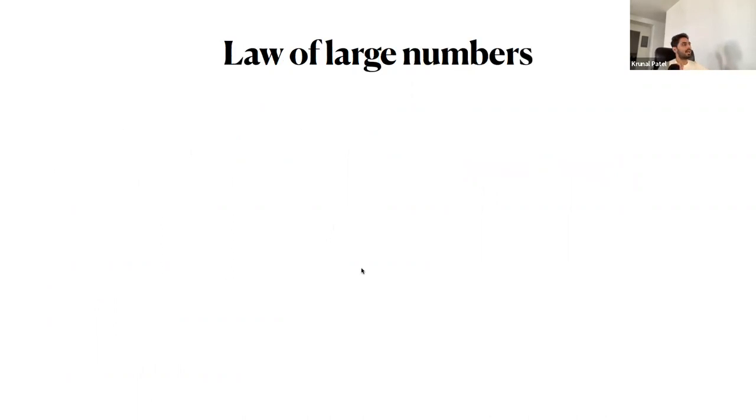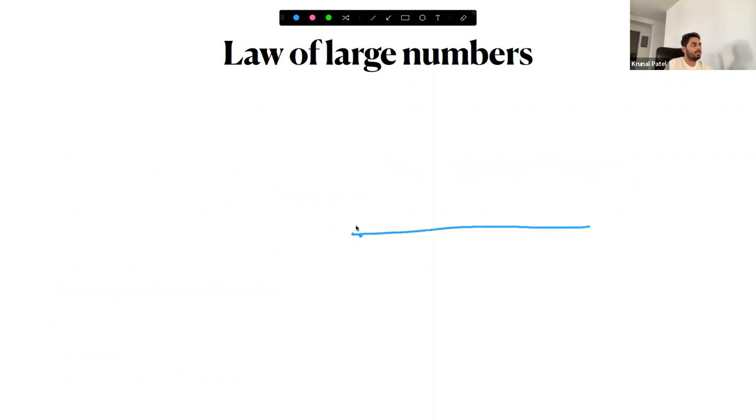And I think this is the last topic that we'll be talking about. It's called the law of large numbers. Okay, so let's say that I have a random variable and it is following this kind of distribution function. And let's just say that this is the mean. Let's denote the mean by mu, right? So this is my random variable x.